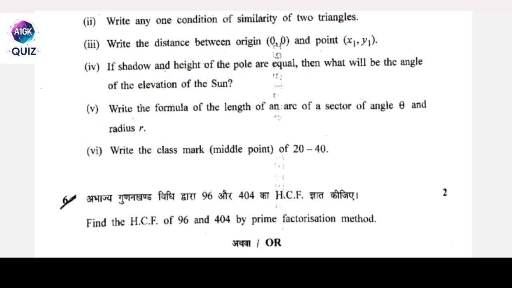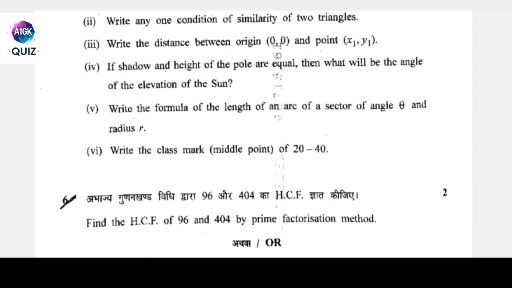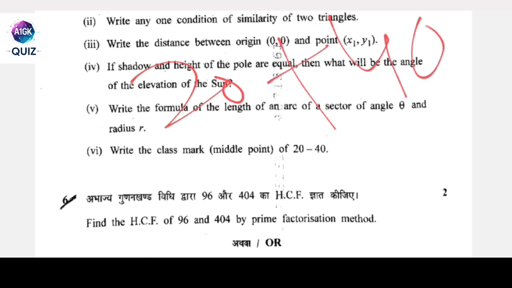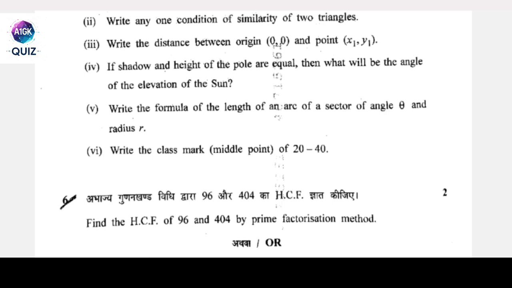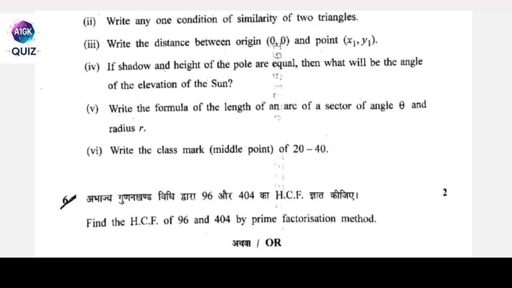Write the class mark of 20 to 40. Class mark means xi. Xi is equal to lower limit plus upper limit upon 2. It means lower limit is 20 and upper limit is 40, divided by 2. We get the answer as 30. So the middle point, the class mark of the 20 to 40 interval, is 30.